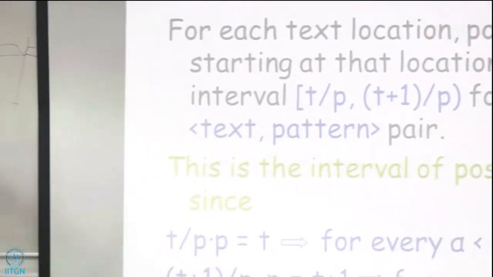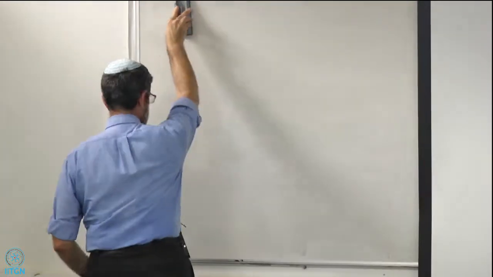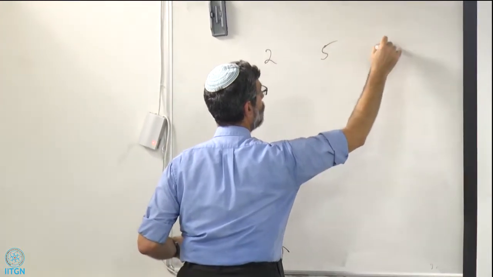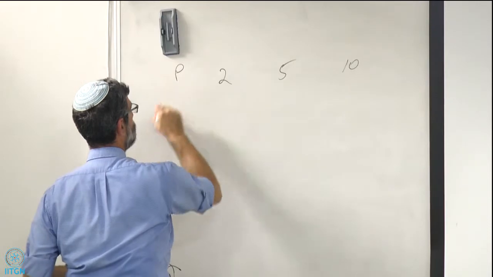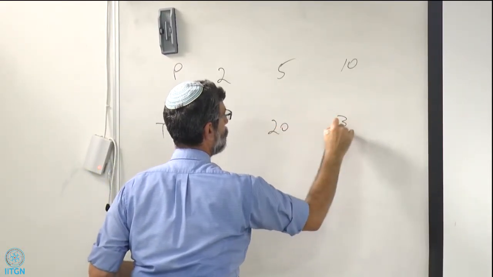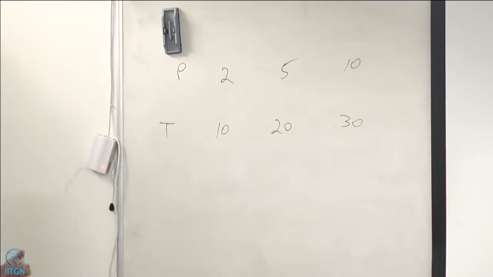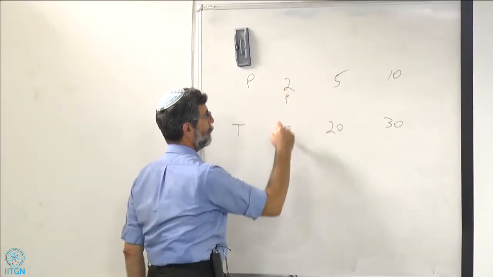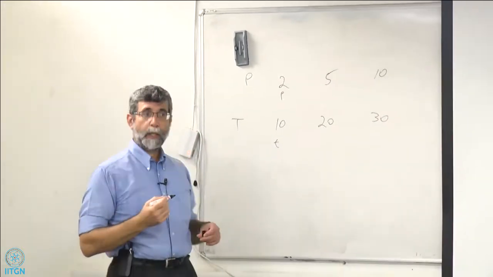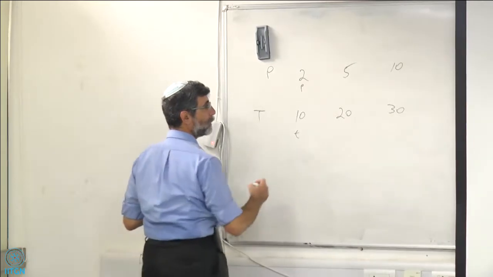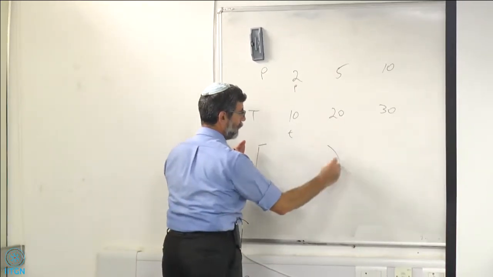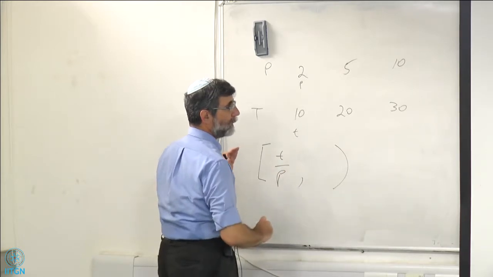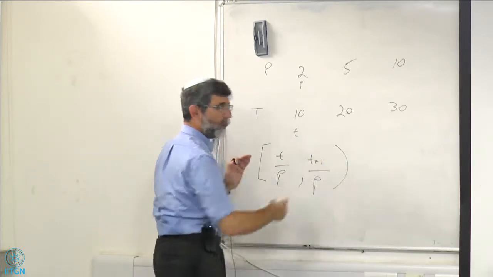So, for example, we're now dealing with numbers. So I have numbers for the pattern. Let's say I have 2, 5, 10, and I have numbers for the text. So this is the pattern, and then there's a text. I have 10, 20, 30. So when I'm asking what would be the alphas that are relevant for this pattern to actually match in this text, my claim is that the alphas are going to be between, it's a closed segment on one side and an open segment on the other side, the text divided by the pattern here and the text plus 1 divided by the pattern, but open.